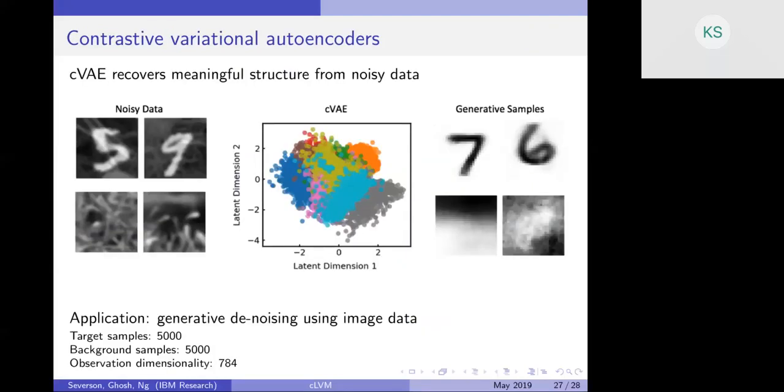So here we again chose an example from the CPCA paper to demonstrate this. Here we have noisy image data where our target samples are 5,000 samples of MNIST digits, which have been overlaid with ImageNet graphs. And the background samples are just ImageNet graph samples. The observed dimensionality here is 784. So I have some examples here. The top images would be samples from the target data set, and the background are just these graph images.